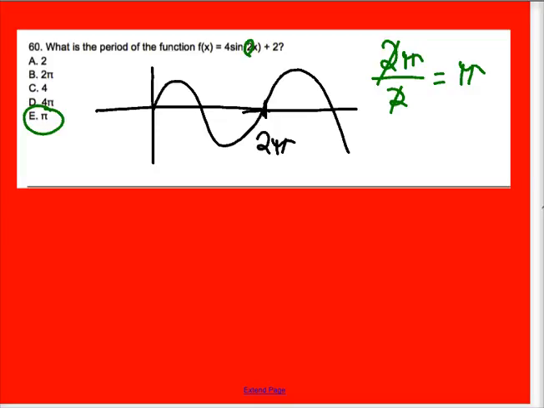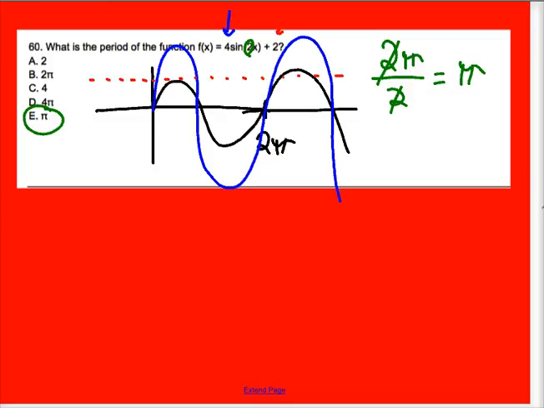Let's briefly talk about what else does this tell us. This 4 is the amplitude. Amplitude controls how high or low it goes. So this one will be going 4 times as high and 4 times as low. Okay, that's what that controls. And this +2 right here would shift it up by 2.